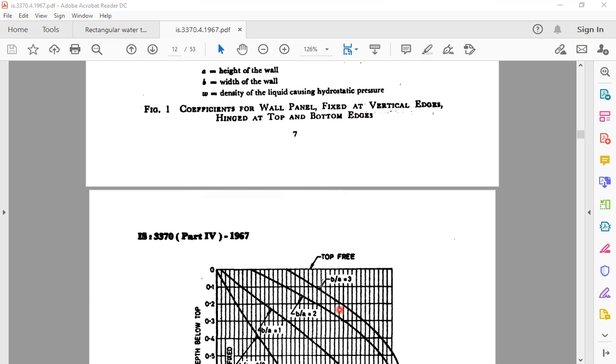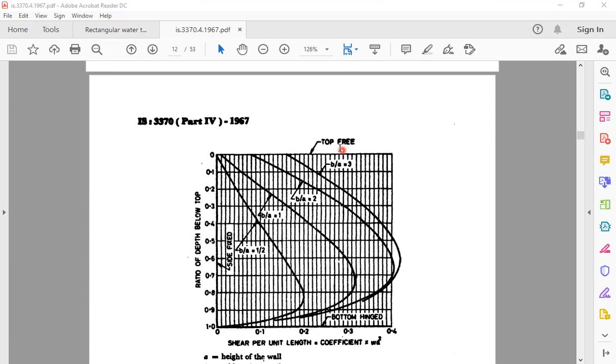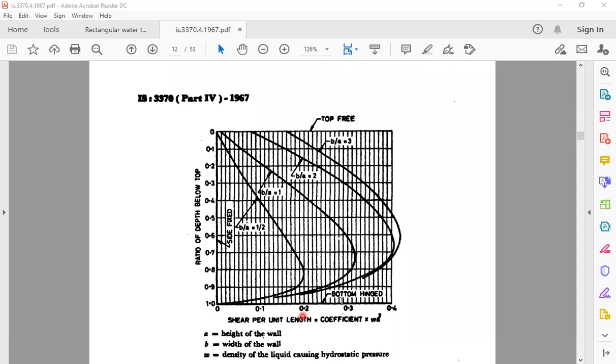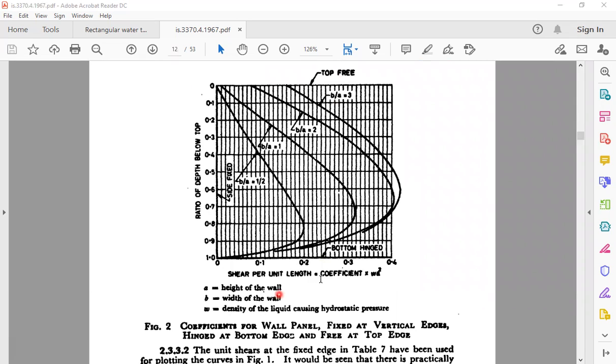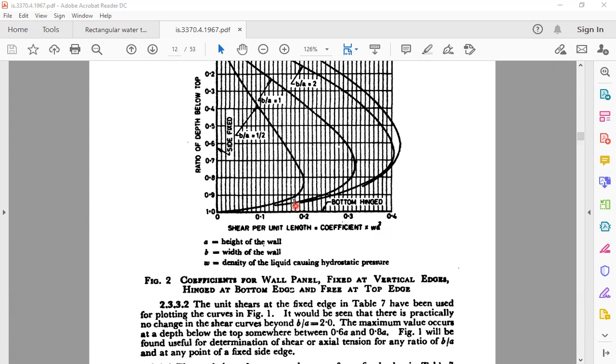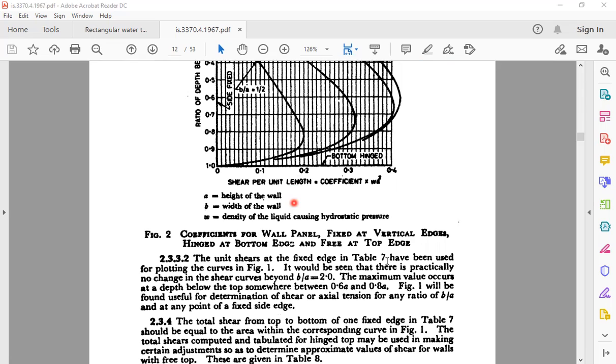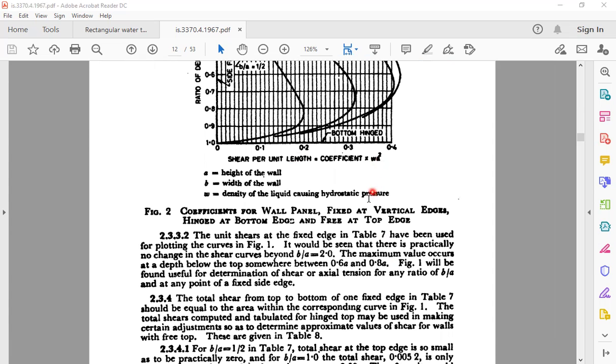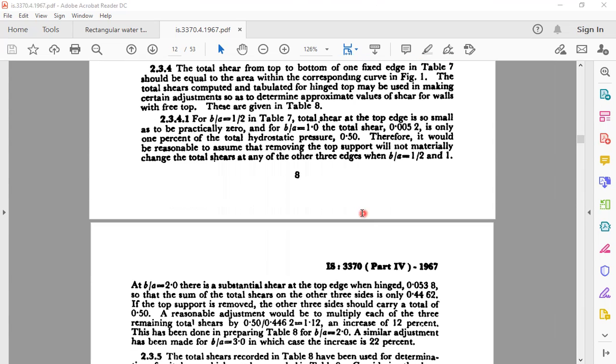Similarly we have figure 2 also, where the top is free, it is not hinged. In the first condition it is hinged, in the second case it is free. Here the sides are fixed and the bottom is again hinged. Everything else remains the same. So shear per unit length is equal to coefficient into W into A square, that is, unit weight or density of water into H square into coefficient. These coefficients will be obtained from this figure. Or else we can use tables 7 and 8 to obtain the shear coefficient, and that coefficient into density into H square will give us shear per unit length, right? So this is a small introduction about this code book.